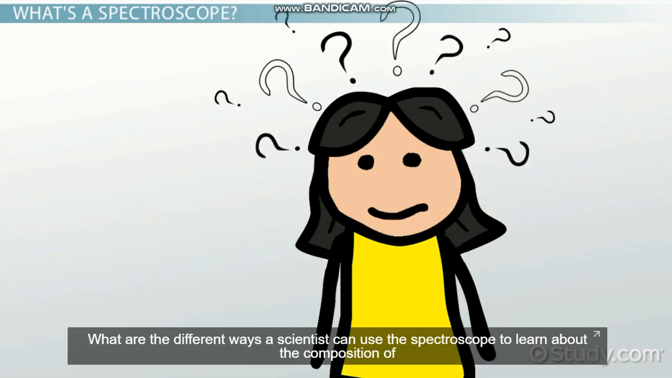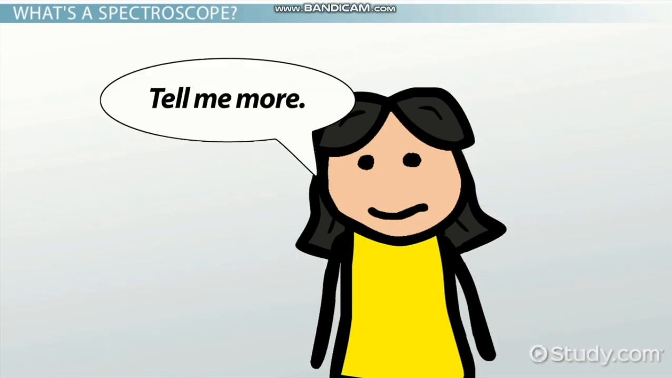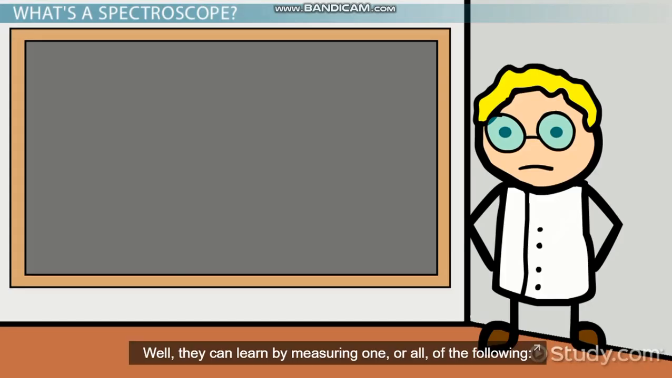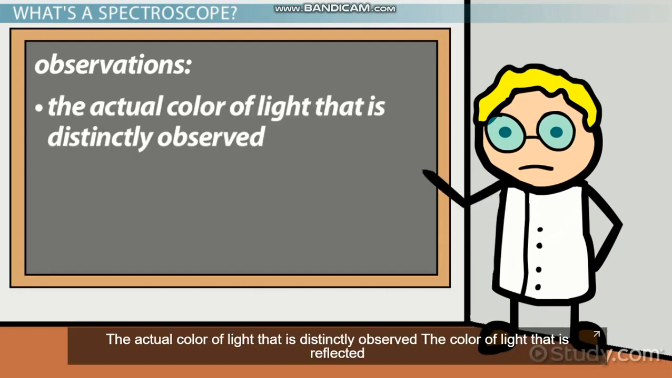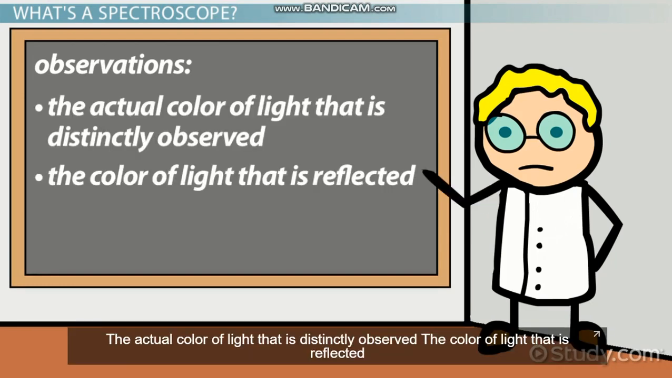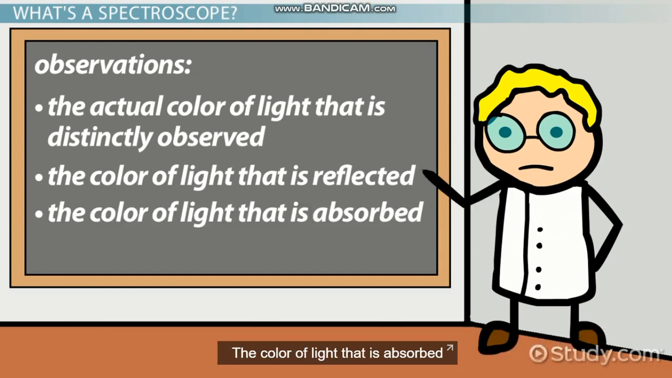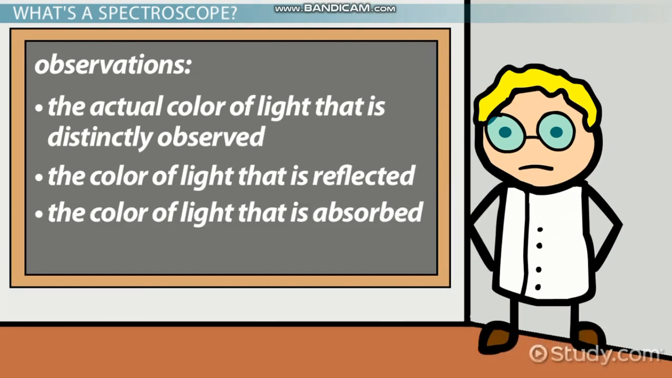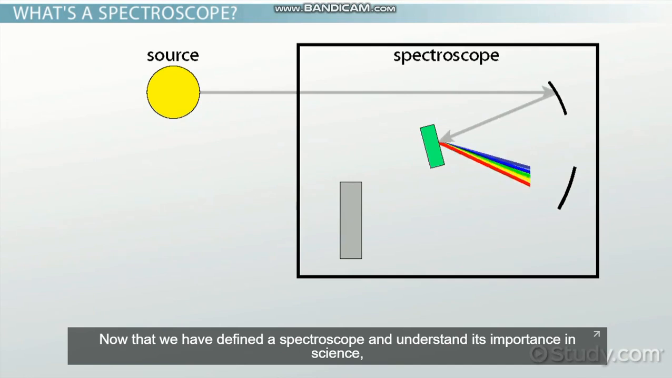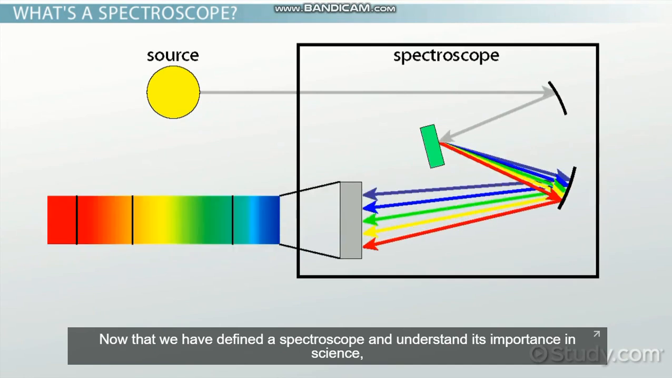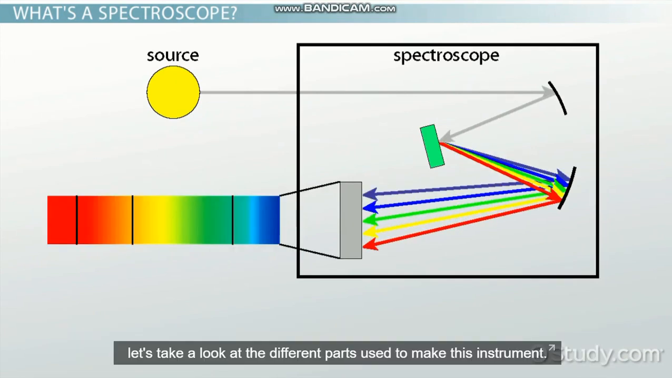What are the different ways a scientist can use the spectroscope to learn about the composition of light source materials? Well, they can learn by measuring one or all of the following: the actual color of light that is distinctly observed, the color of light that is reflected, and/or the color of light that is absorbed. Now that we have defined a spectroscope and understand its importance in science, let's take a look at the different parts used to make this instrument.